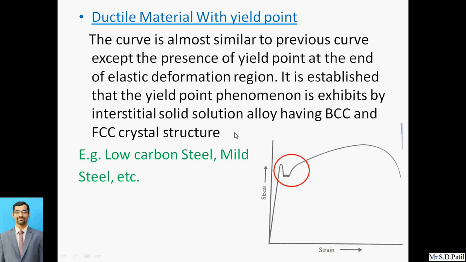The curve is almost similar to the previous curve except for the presence of a yield point at the end of the elastic deformation region. It is established that the yield point phenomenon is exhibited by interstitial solid solution alloys having BCC and FCC crystal structures. So in ductile material, we get these two kinds of stress strain curves, either with a yield point in the diagram or without any yield point.